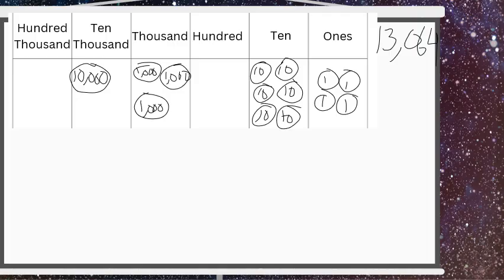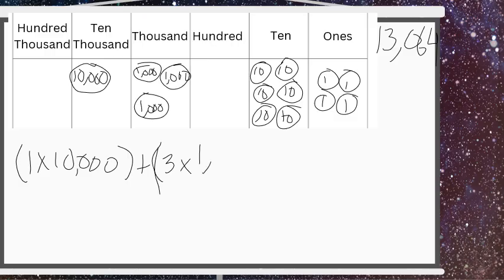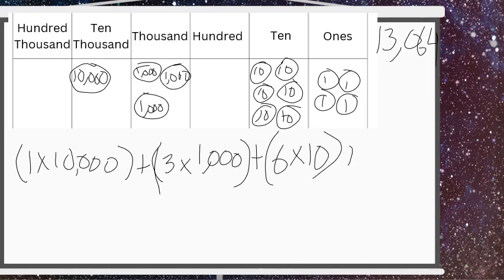Now, to write this number in expanded form, expanded notation, we have 1 in our 10,000, so we have 1 times 10,000, plus we have 3 groups of 1,000 in our thousands place, so we have 3 times 1,000, plus we have 6 groups of tens in our tens place, plus we have 4 groups of 1 in our ones place.